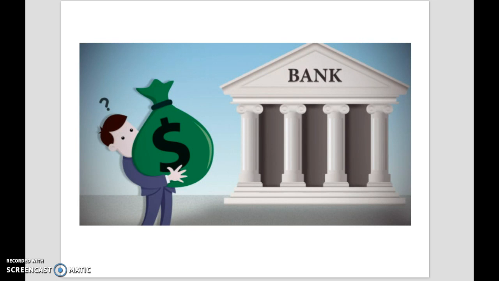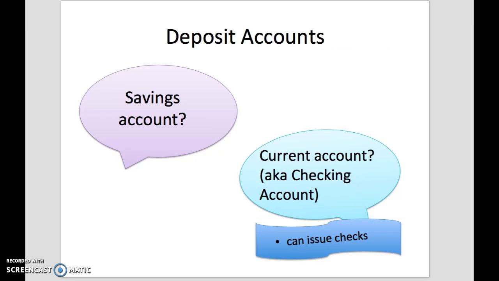First, we have a bank, or we use the bank so that we can put our money or our savings in it, since you wouldn't want to put all your money in your house. For security reasons, we deposit our money to the bank. There are actually two types of deposit accounts: savings account and current account, also known as checking account.